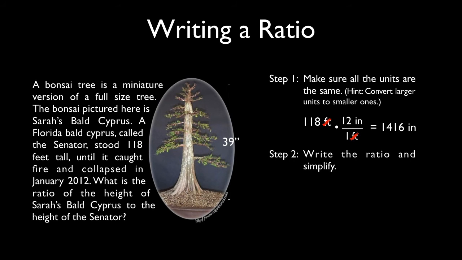And now we simply write the ratio. So the instructions tell us to put Sarah's bald cypress first. So we have 39 inches over 1,416 inches. Notice that the units once again simplify. And if we divide the top and bottom by 3, we end up with 13 to 472.